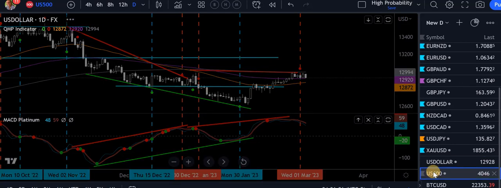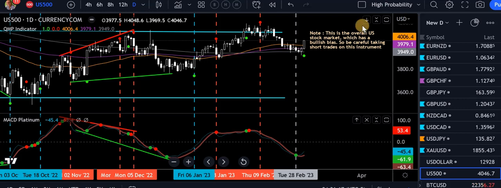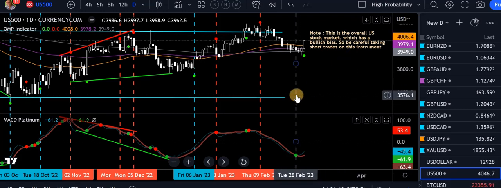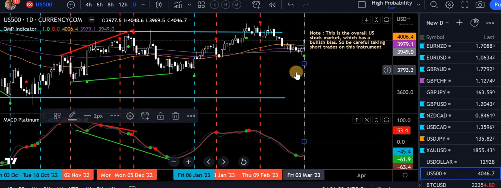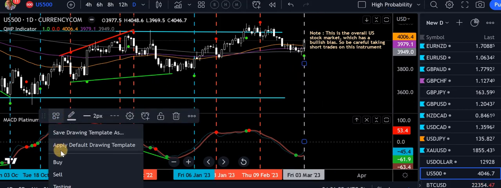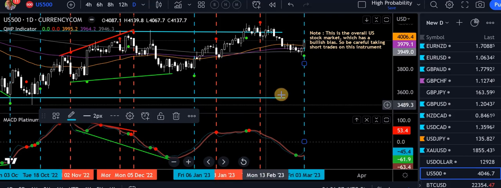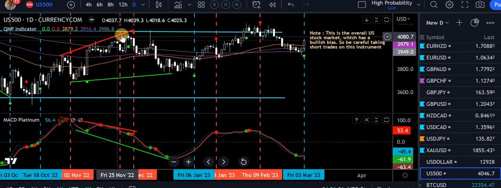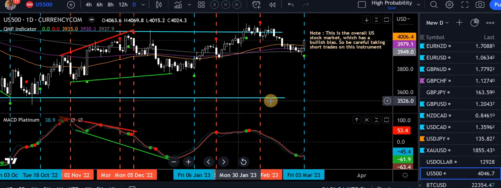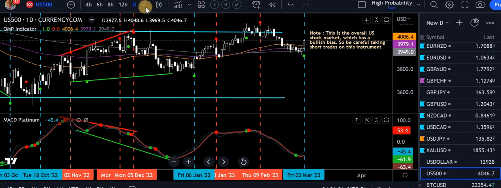US 500, which is the US stock market. If it comes up. All right, there's a new buy signal on the stock market. Right, so I've got a buy signal here on the US stock market. It's all been very flat. As we know, some of these lines have been on these charts forever.